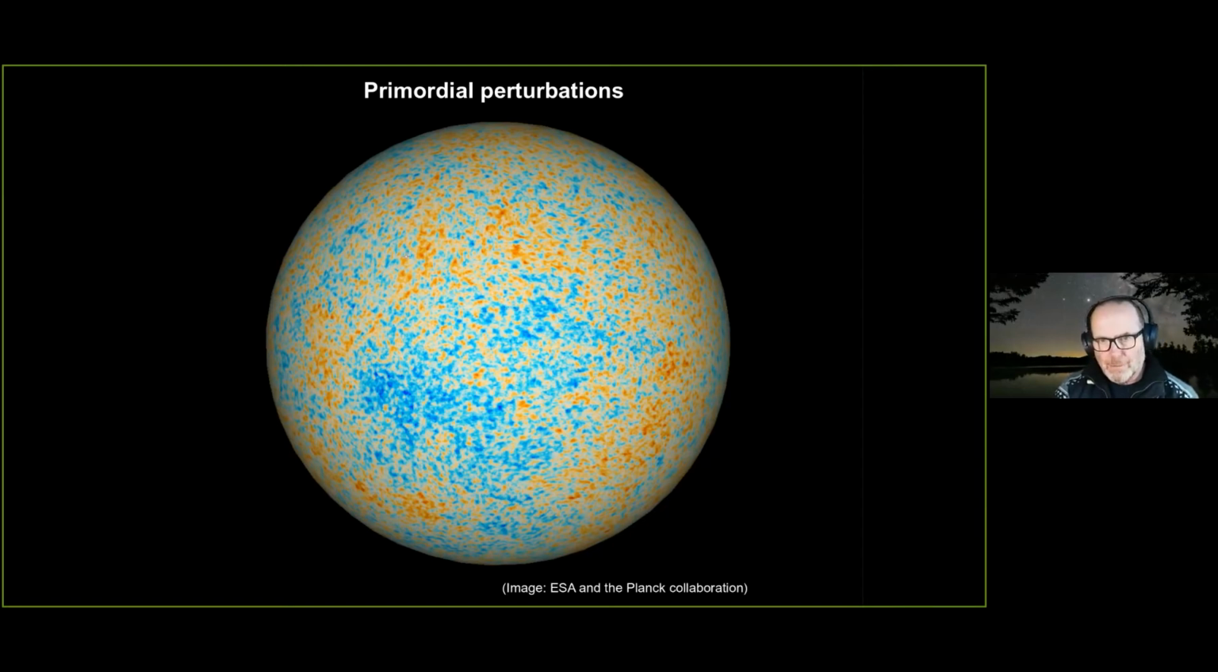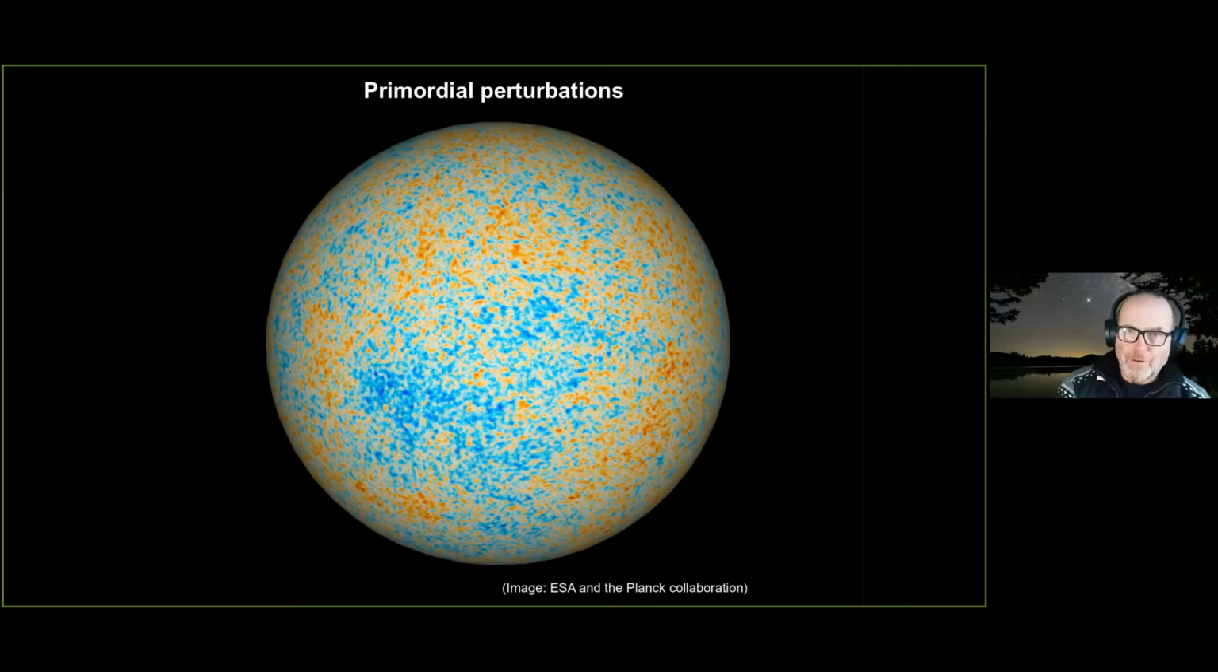And what you're seeing in this picture is an exaggerated representation of these 1 part in 100,000 fluctuations in the temperature of the cosmic microwave background. These are the primordial perturbations. Underdense regions are going to be a little cooler. Overdense regions are going to be a little bit hotter. So regions where the gas is denser are going to be hotter, and regions where the gas is less dense are going to be cooler. And so these hot and cold spots tell you the variation in the density of the primordial plasma at an epoch of about 380,000 years.